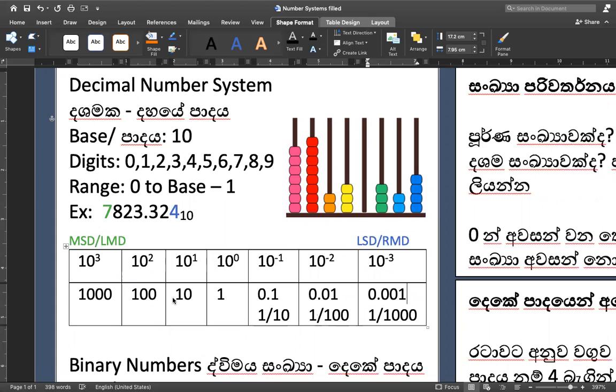On the other hand, 1/10. 1 divided by 10 is 1/10. Divided by 10 again is 1/100. Likewise, on the right side, it is dividing by 10. When you go to the left side, it is multiplying by 10.